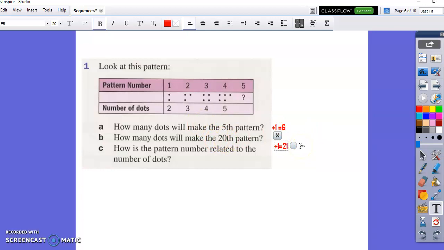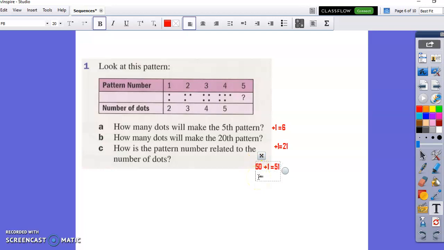So how is this pattern number related to the number of dots? We have to add 1, as we said, to the pattern number to get the number of points. So if I say that I have to find the 50th term, it will be what? 50 plus 1, which is 51 points.